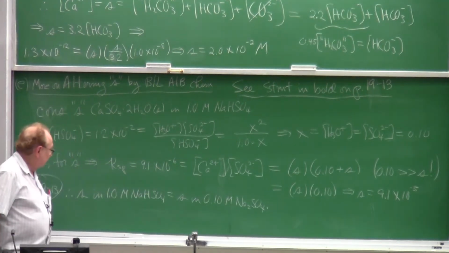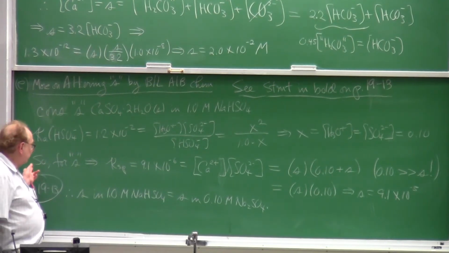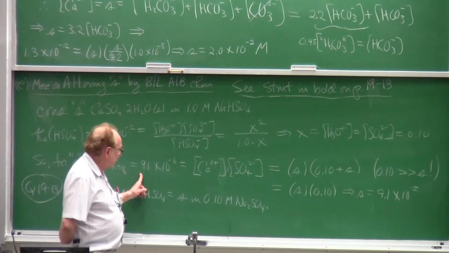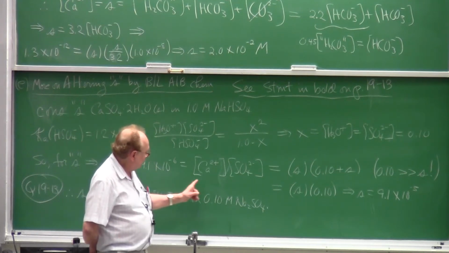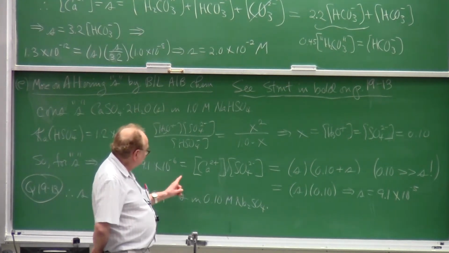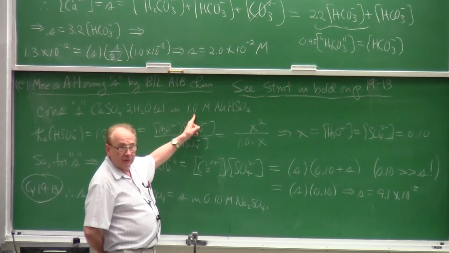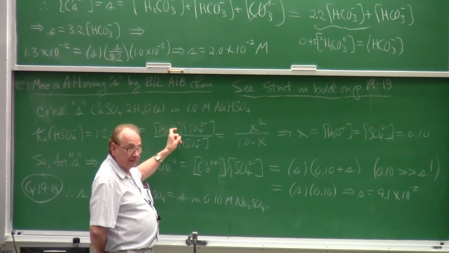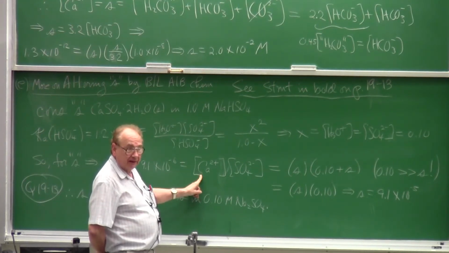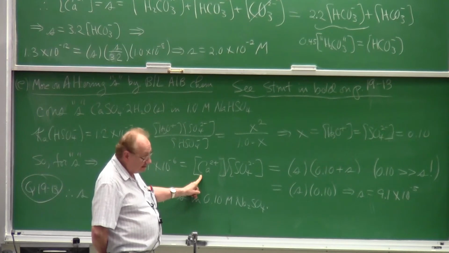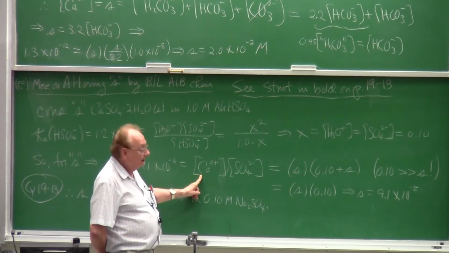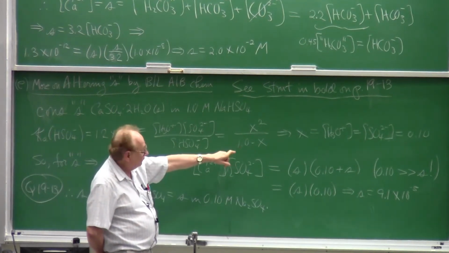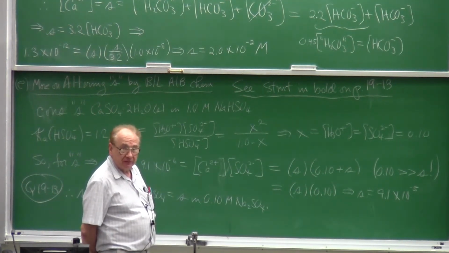So, if I then look at the Ksp expression for calcium sulfate itself, for which the value is 9.1 times 10 to the minus 6, I recognize that if I'm attempting to dissolve calcium sulfate in 1.0 molar sodium hydrogen sulfate solution, the solubility of calcium sulfate is still the calcium ion molarity, but it's not the sulfate ion molarity, because this sodium hydrogen sulfate solution has now been shown to have a sulfate ion molarity of 0.10.